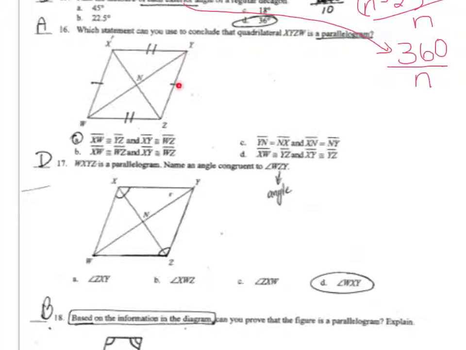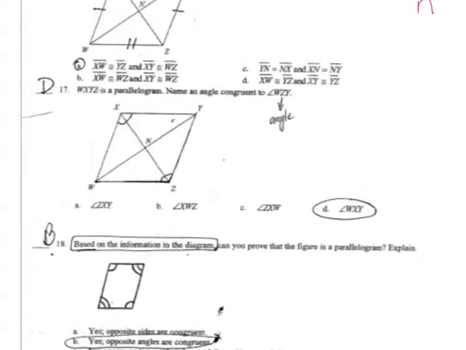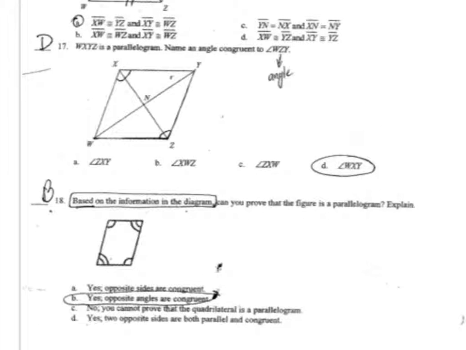XW is congruent to YZ, and XY is congruent to WZ. So it's letter A. Number 17. There's a property that proves that opposite angles are congruent, right? Both pairs of opposite angles are congruent. So if they want the measurement of the angle, notice that the angle is Z. That's where you go, to that vertex where there's a Z, and that's the angle that they want.